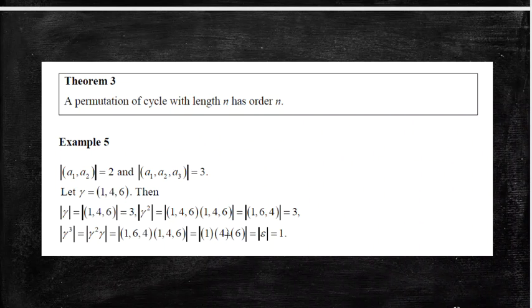Since we have the identity here, that means the order of gamma is 3: 1, 2, 3. Because we have gamma times gamma squared times gamma cubed, up to gamma cubed we obtain the identity. That means this is the order of this cycle permutation: 1, 2, 3.